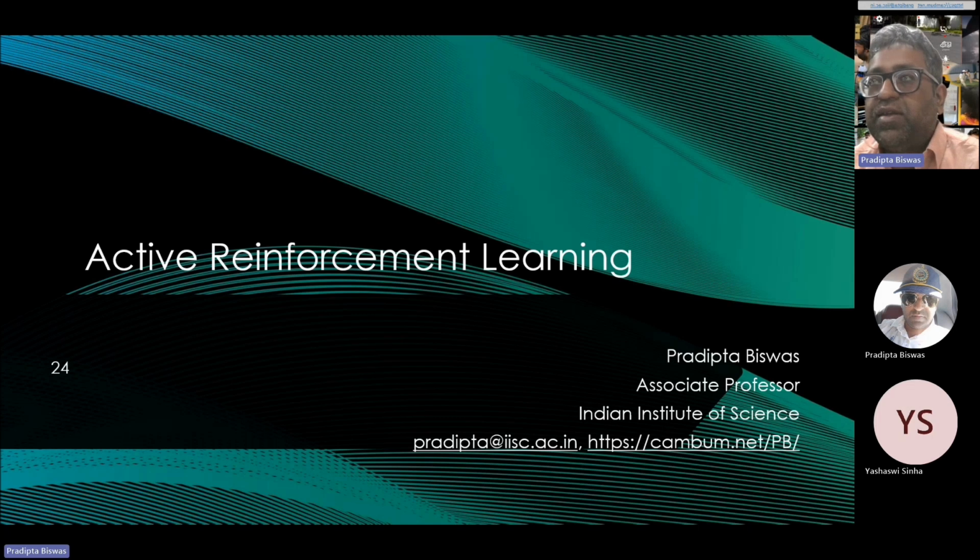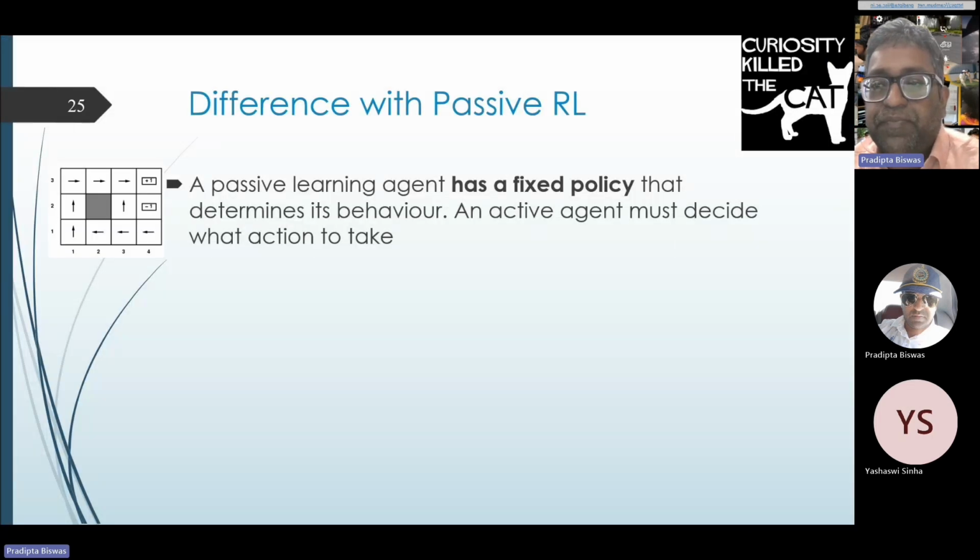Now, in that background, today we'll discuss active reinforcement learning. The main difference from passive reinforcement learning is shown here on the left side. I also put this picture from the policy iteration lecture, where we assume a policy, and based on that, we refine that policy.